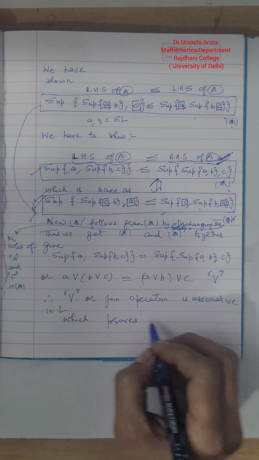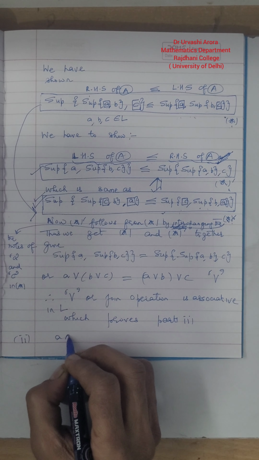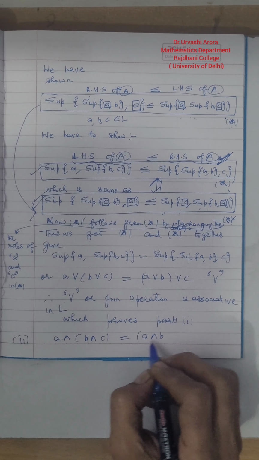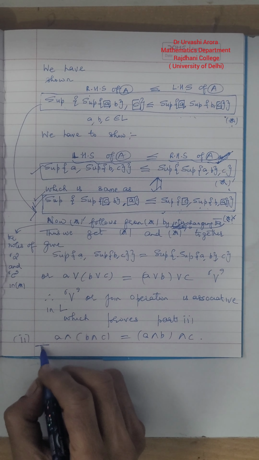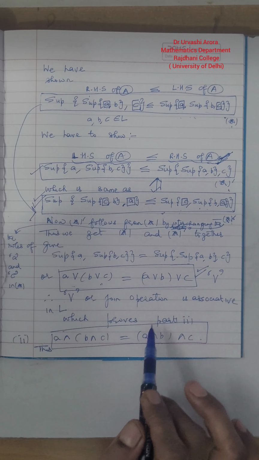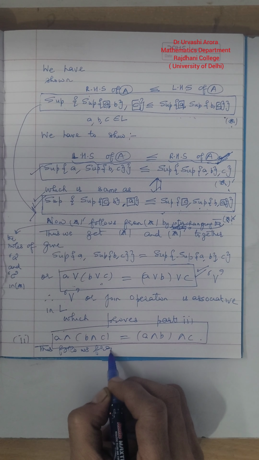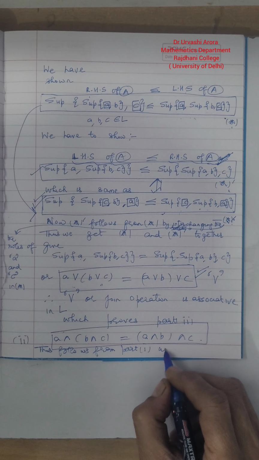So that was part one, and part two was about the meet operation being associative, which was that A meet B meet C is equal to A meet B meet C. This is what had to be shown, and I told you that this part follows from part one. Why? By using the duality principle. Since this expression is true, the dual of this expression, which is this, will also be true, because the dual is obtained by replacing all the joins by meets. By the duality principle, when a statement is true in all the posets, the dual of it is also true. So this follows from part one using the duality principle.